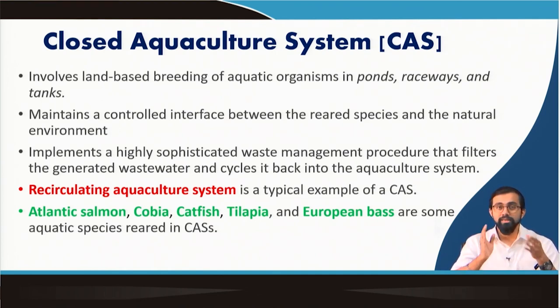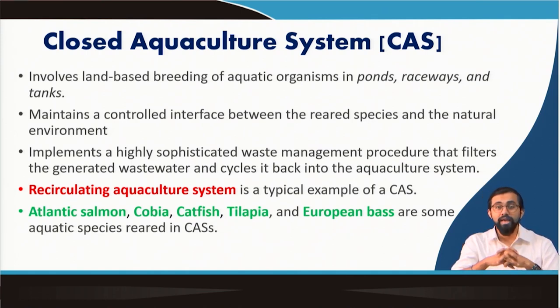Once we can maintain this controlled interface between these two features, what will happen? We can easily optimize the benefits, reduce the environmental impact, and increase the yield. So altogether, this is a win-win situation for us. In general, we implement highly sophisticated waste management procedures, which can filter the generated wastewater and cycle it back to the aquaculture system itself. Recirculatory aquaculture system is a typical example of this closed aquaculture system.